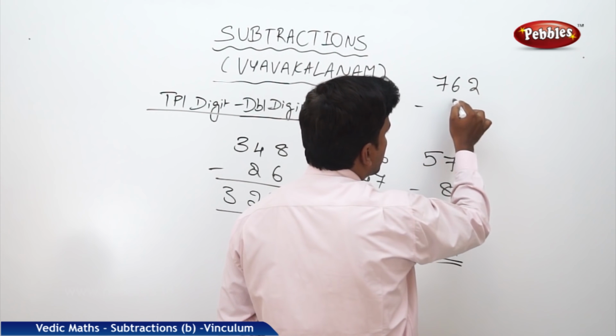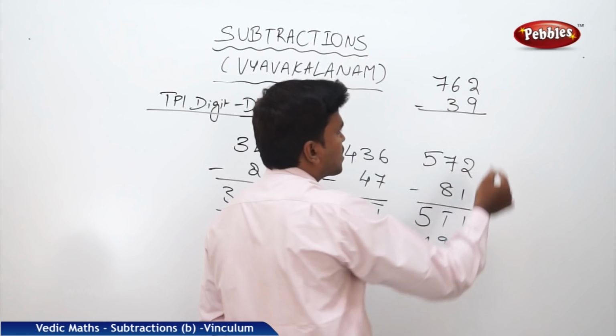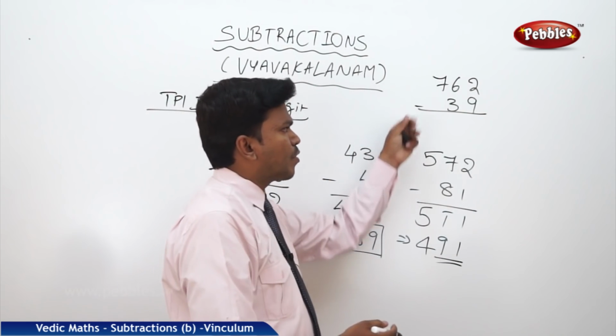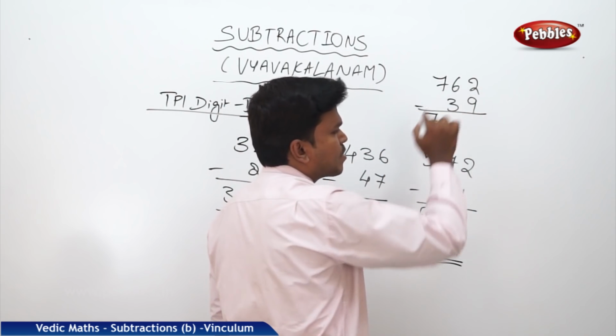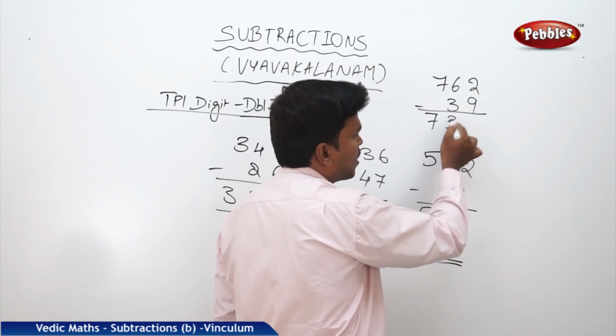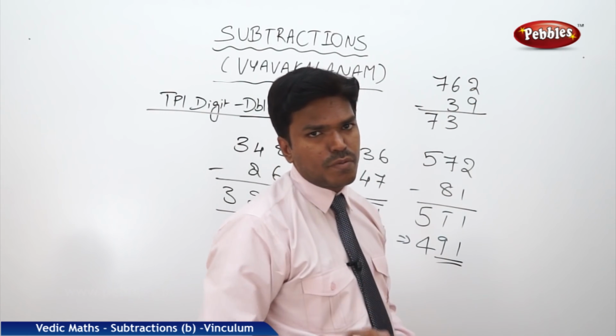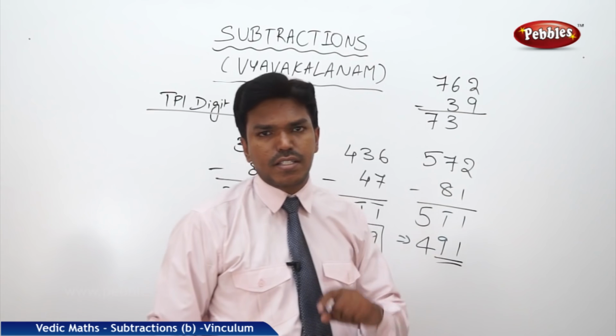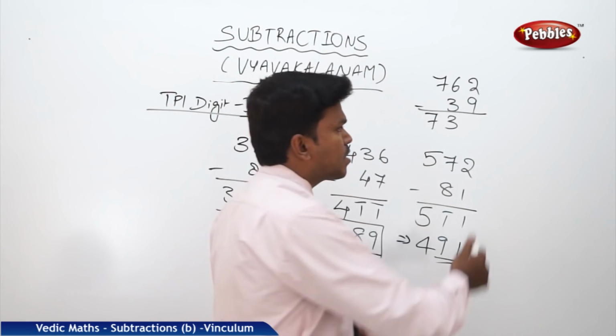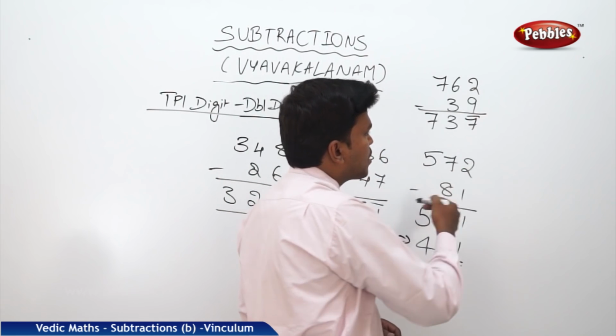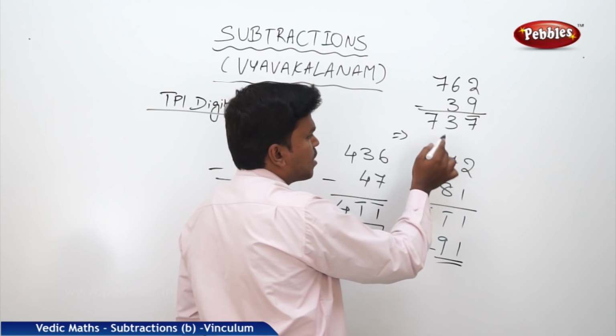762 minus 39. I want to subtract 762 minus 39. So drop 7 as it is. 6 minus 3, yes, directly you can drop 3. Now 2 minus 9, not possible. So do reverse subtraction, that is 9 minus 2. So what is it? 7, but with a bar on it. So what is the answer now you are going to get?